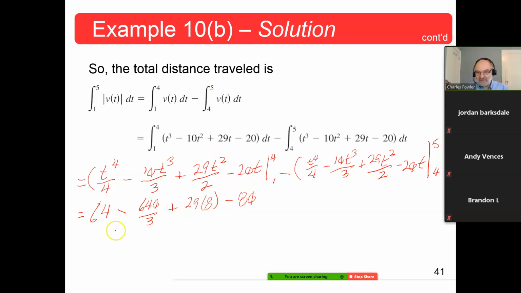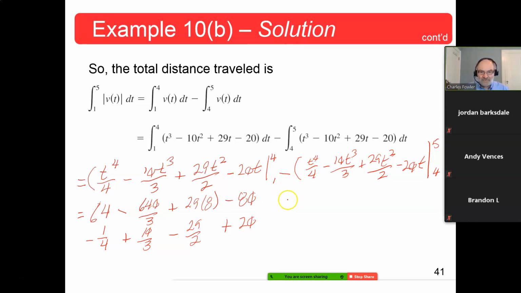Now we negate. So then we're negating this one, and this will be a minus 1 over 4. And then a minus a minus will be a plus 10 thirds. And then we have a minus 29 halves. It's pretty easy when it's a 1 there. All these become 1. And then you have a plus because it's minus a minus 20.